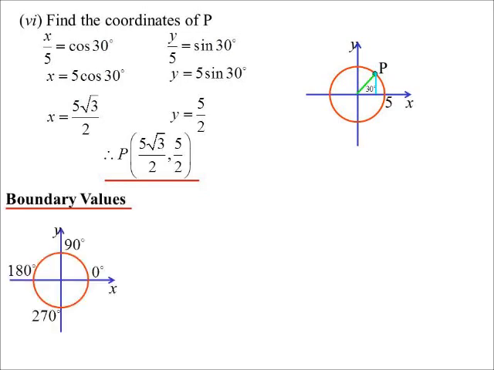Now what happens at the boundaries, though? That's fine for all those ones that were in between the different axes. What happens on the axes? So 0, 90, 180, 270. They're not actually in a particular quadrant.